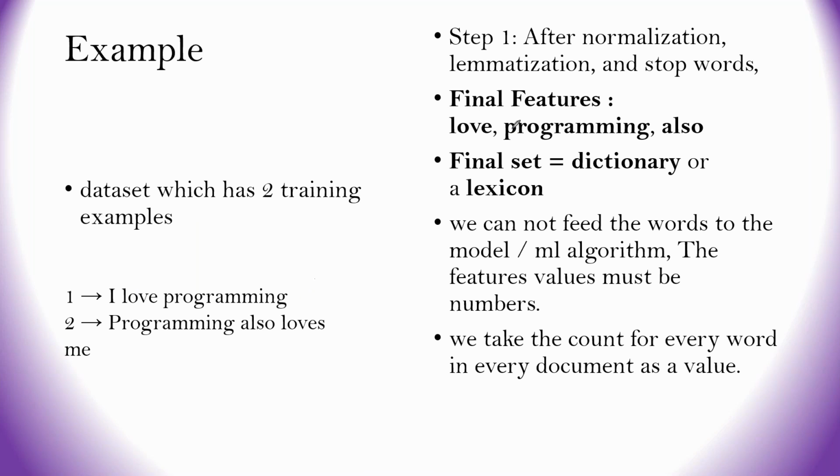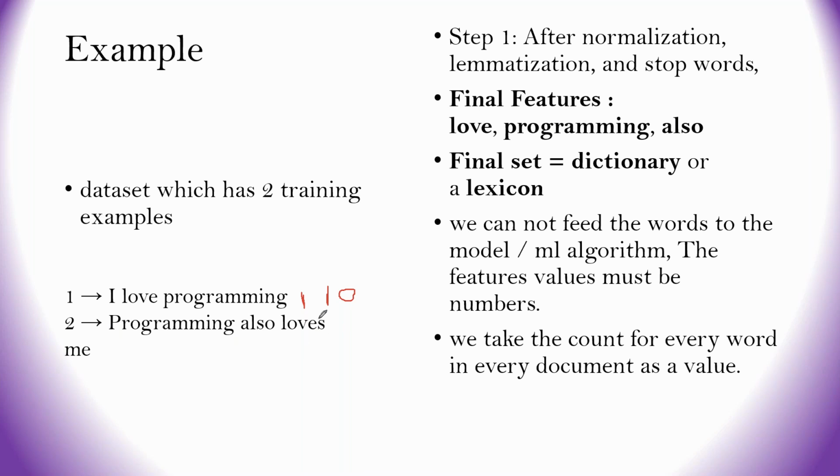If you look here, we have the feature love which is present in sentence 1. So we would be giving the feature vector for sentence 1 as 1. This 1 indicates love is present in the first sentence. And programming is also present in the first sentence, so again it would be given as 1. Also is a final feature which is not present in the first data set, so it could be represented as 0 here. Again, if you look at the second data set, all the three, love, programming, also.